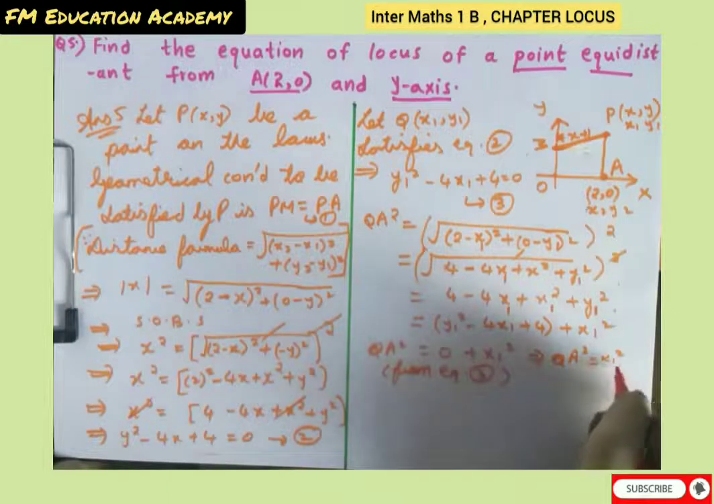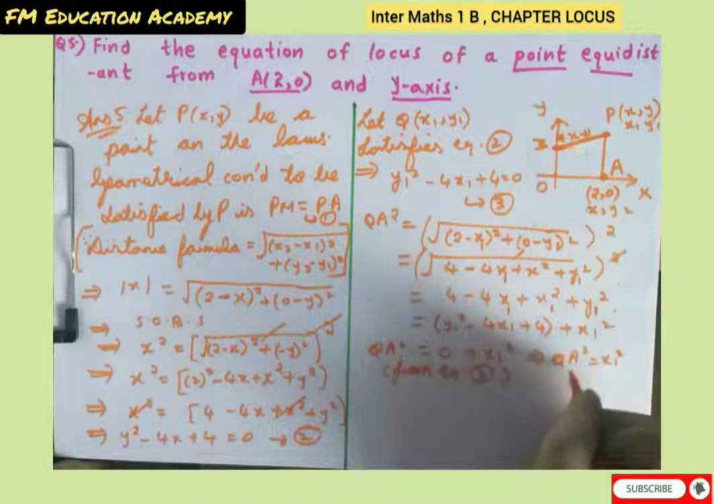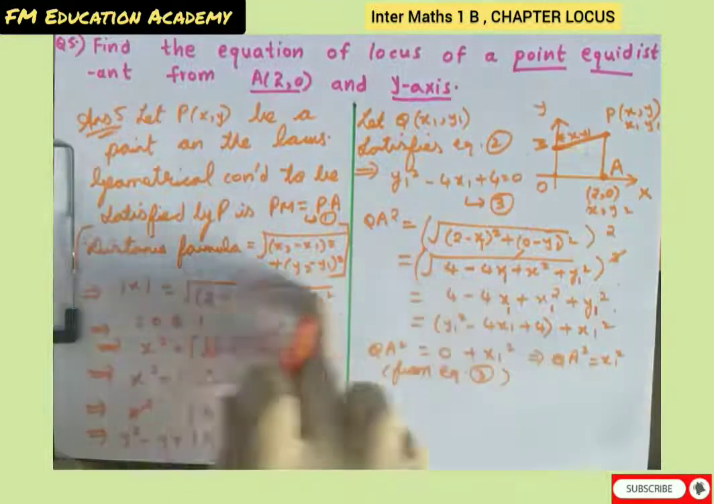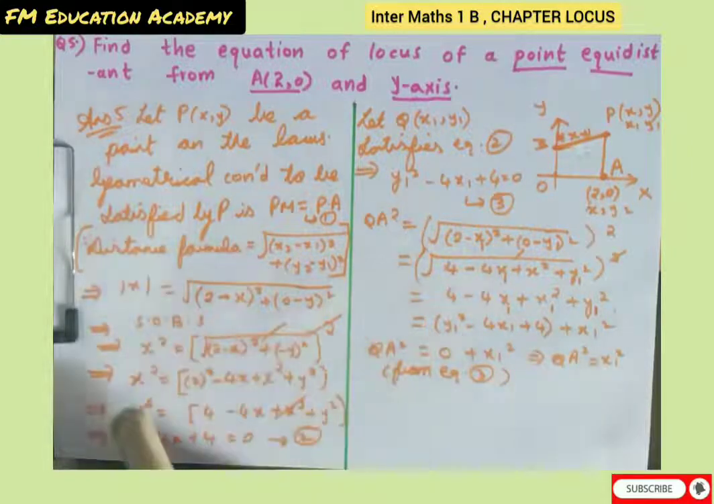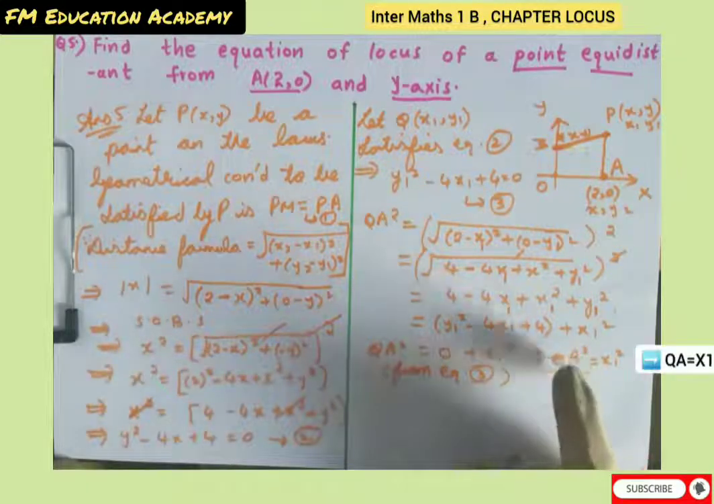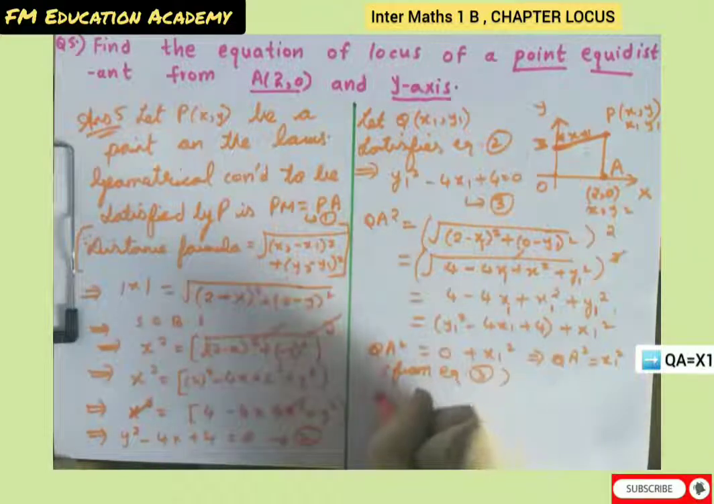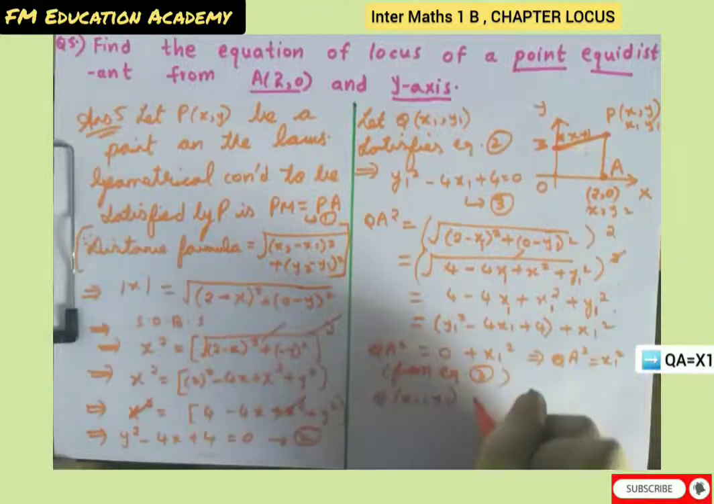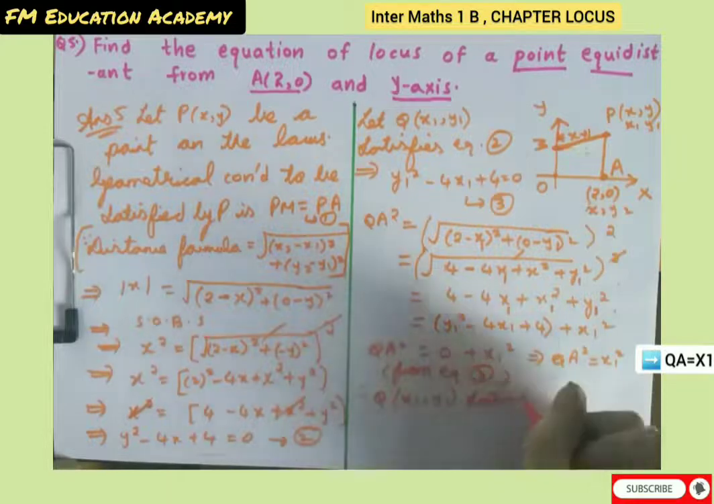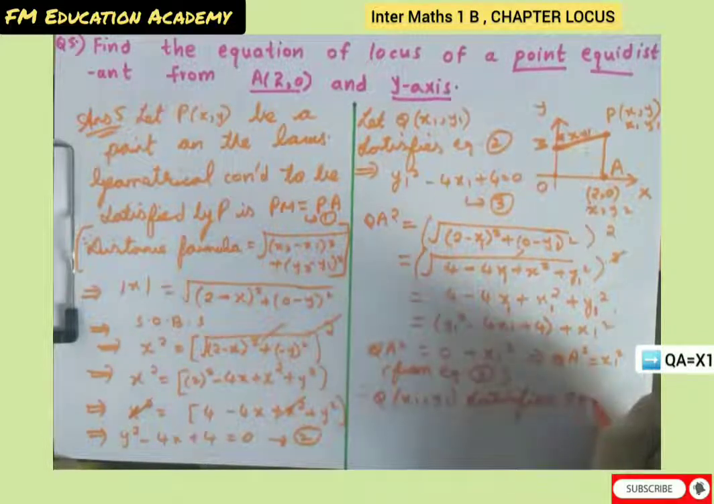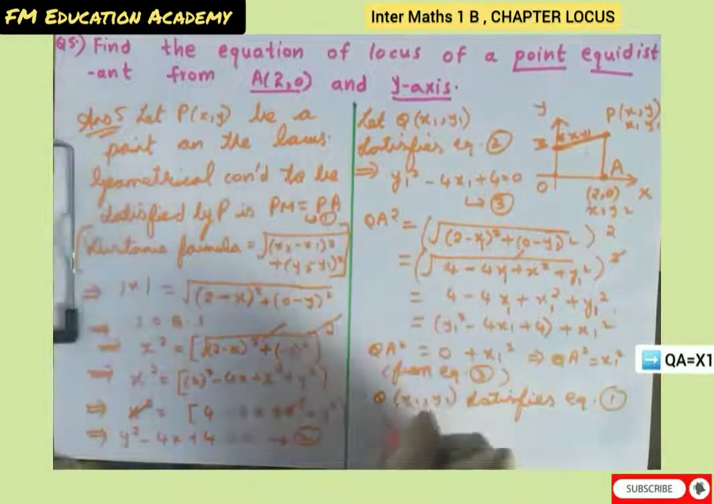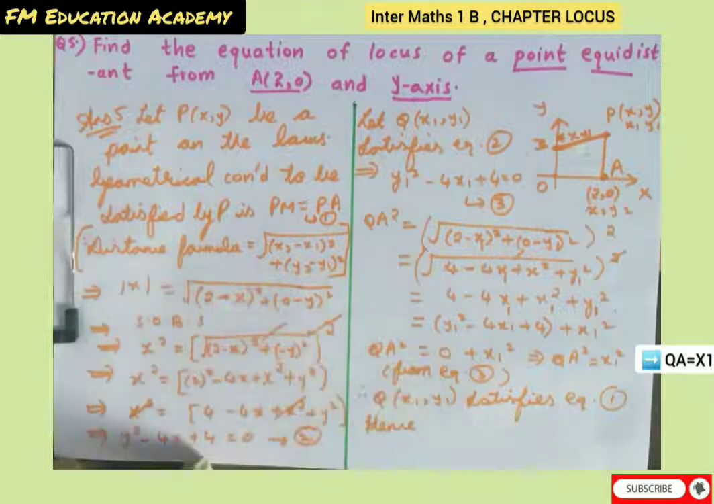So QA square is equals to x1 square. What is QA here? This is our QA, this is our x. So we have successfully made QA square equal to x1 square. So we can say now that Q x1 y1 satisfies equation 1. Since it is satisfying equation 1, this condition is satisfied. So we can say our equation of locus is y square minus 4x plus 4 is equals to 0.